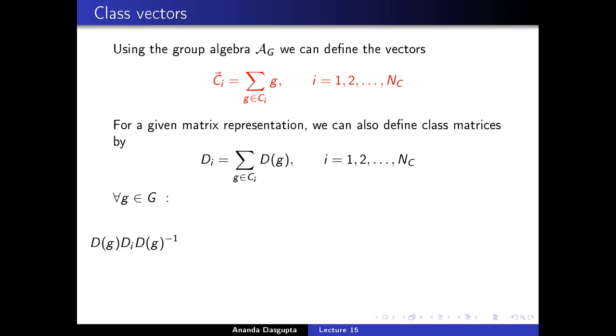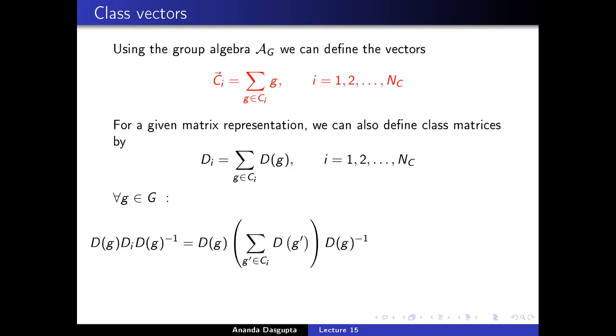Now, these class matrices have a very special property. If you take any group element g from capital G and consider the matrix D(g) and use this matrix to carry out a similarity transformation on D_i, that is, you form the matrix D(g) D_i D(g) inverse, then this simply is of course D(g) times the sum over the entire class C_i of D(g') times D(g) inverse.